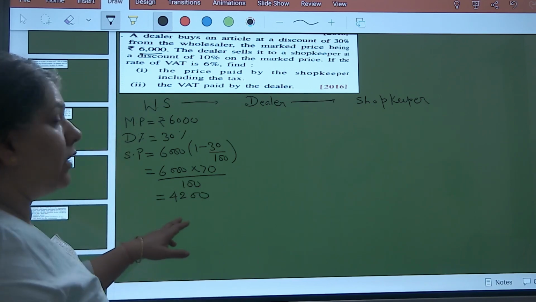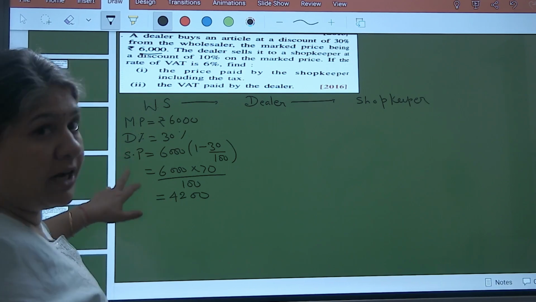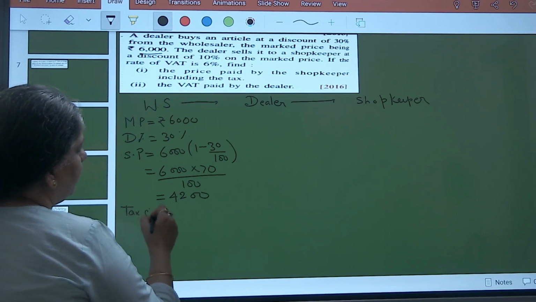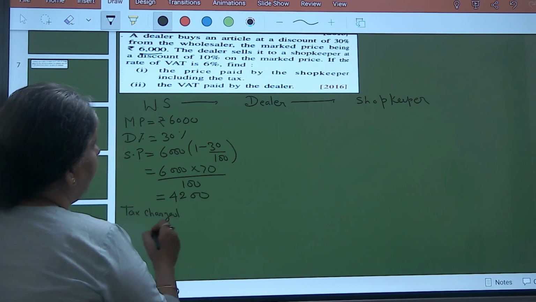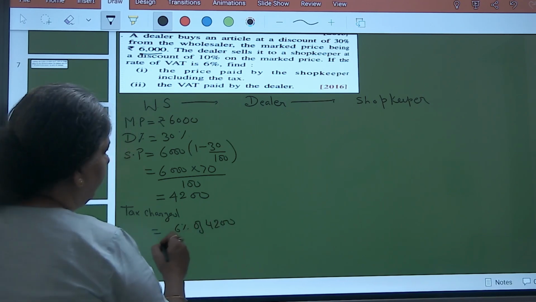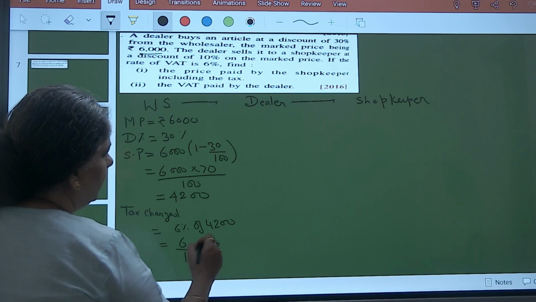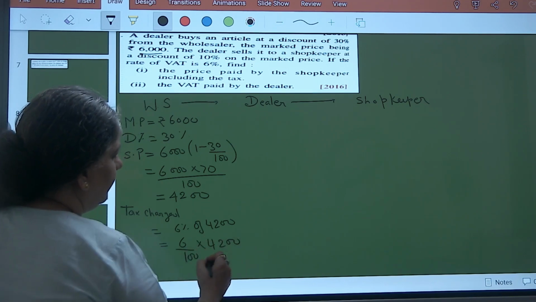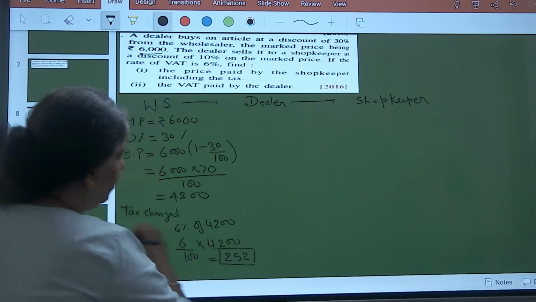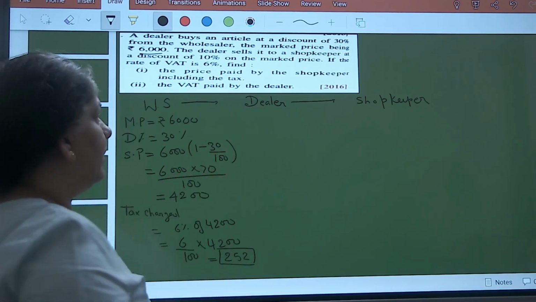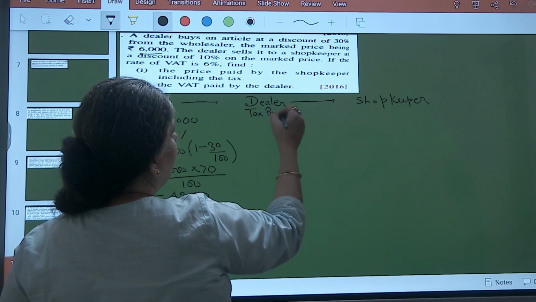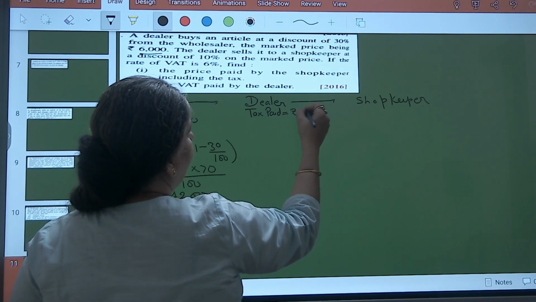So he is selling at 4,200 and he'll also charge tax from the dealer. So tax charged will be 6% of 4,200. So we'll calculate this value, 6 upon 100 into 4,200. So this will come out to be 252 rupees. So tax charged by the wholesaler is the tax paid by the dealer. So we'll write down here, tax paid is equal to rupees 252.